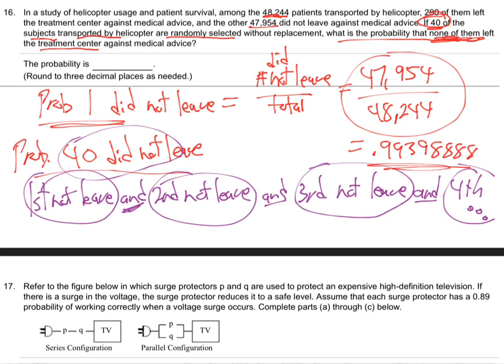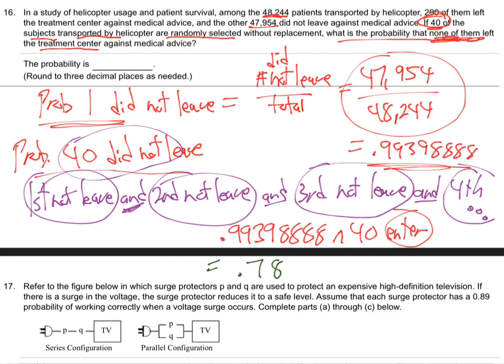So that means you need to take the answer we just got for 1, the 0.99398888, and raise it to the 40th power and hit enter on your calculator, because and means multiply. So when you do the 40th power, you're multiplying that number by itself 40 times. And here is the answer I got, 0.7857. That's the chance that 40 in a row did not leave.